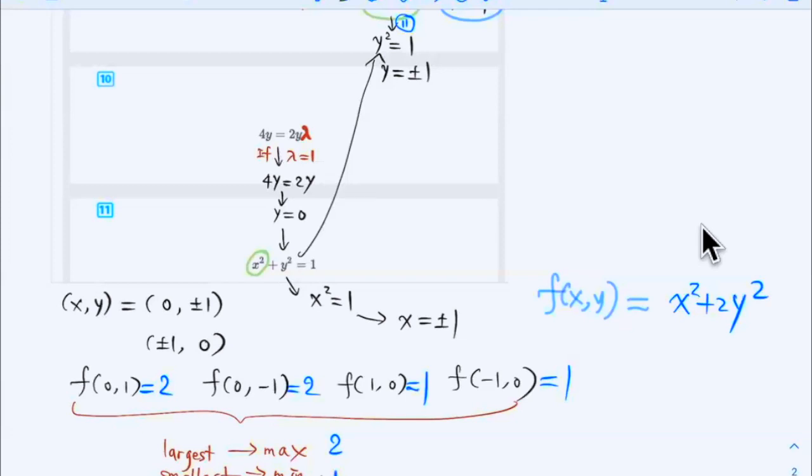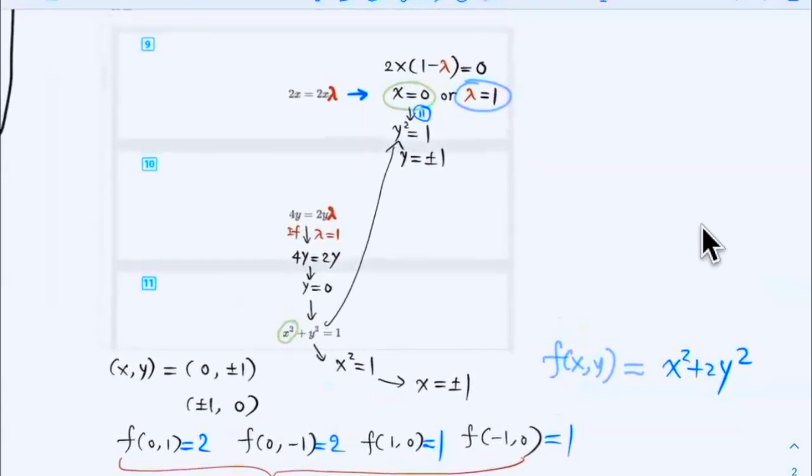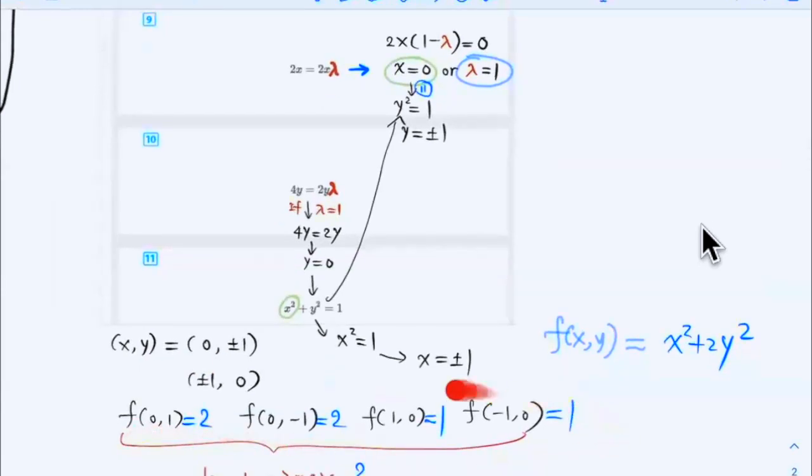So this is the Lagrange method. I think the most difficult part using the Lagrange method is to solve the system of equations, right? That does require quite some work. But after you find those x, y, you can just plug it back into the function f to find the extreme values. All right. So that was the second example.